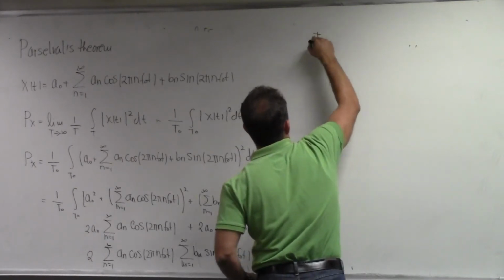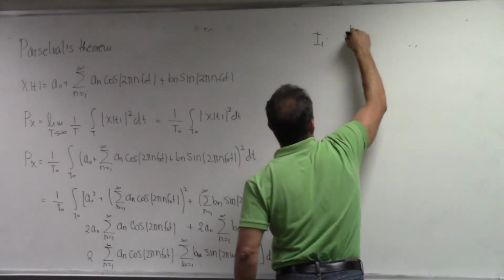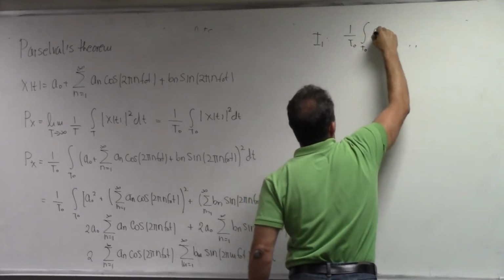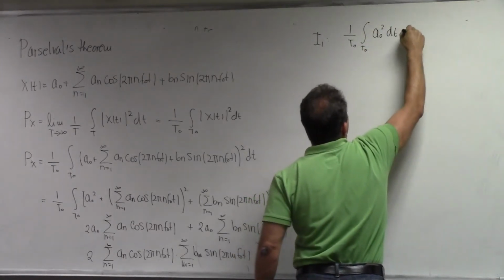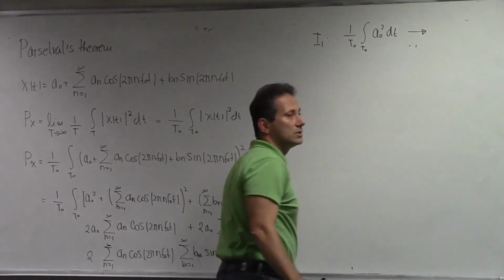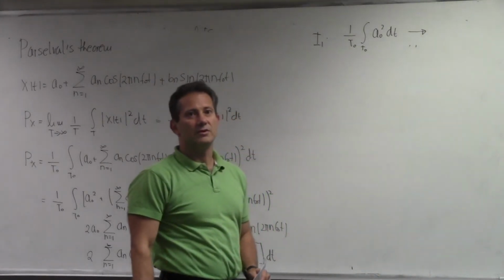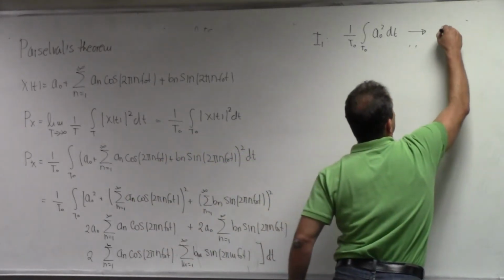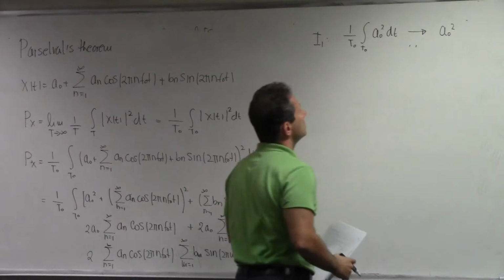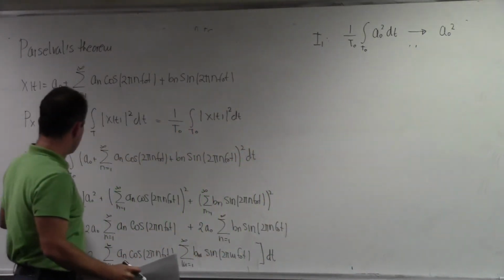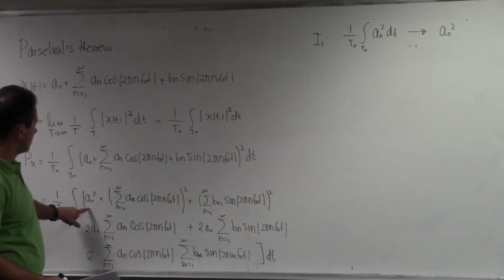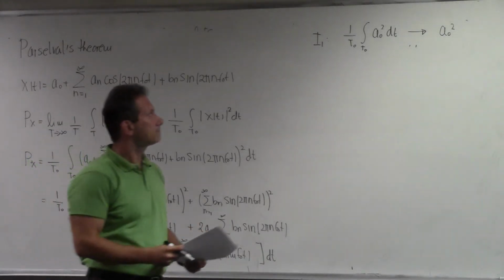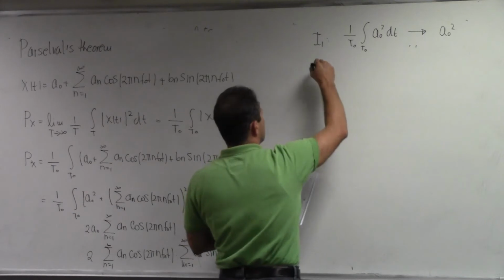individual terms. I'm going to call the term I1, 1 over T0, integral over T0, a0 squared dt. That's an average of a constant over a period. What's the average of a constant? So it's just going to be a0, right? Squared. So this one is easy, right? Average, integral 1 over T0, integral over T0, a0 squared dt. This is going to be a0 squared. Let's look at the next one.